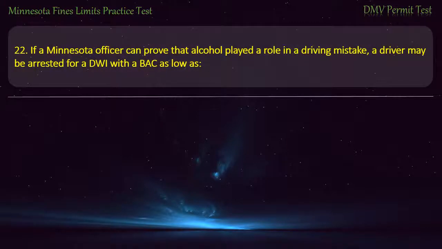Question 22. If a Minnesota officer can prove that alcohol played a role in a driving mistake, a driver may be arrested for a DWI with a BAC as low as 0.06%, 0.07%, 0.05%, 0.04%. Answer. 0.04%.